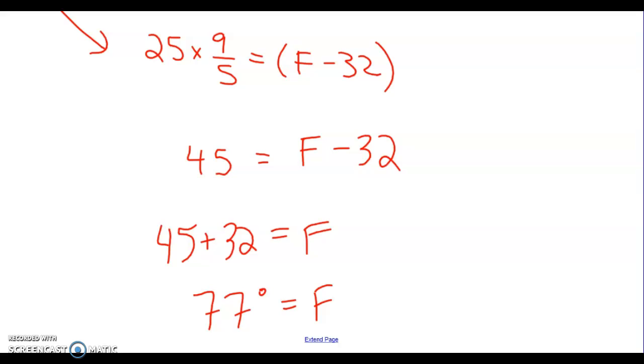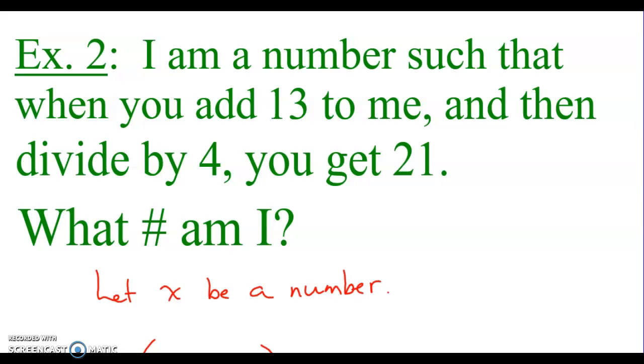So in that example, we isolated, but the original equation was given to us. What we're building up to is being able to write our own equations. So in example 2, that's what we are going to do. I am a number such that when you add 13 to me and then divide by 4, you get 21. What number am I? So I'm going to start by assigning variables.